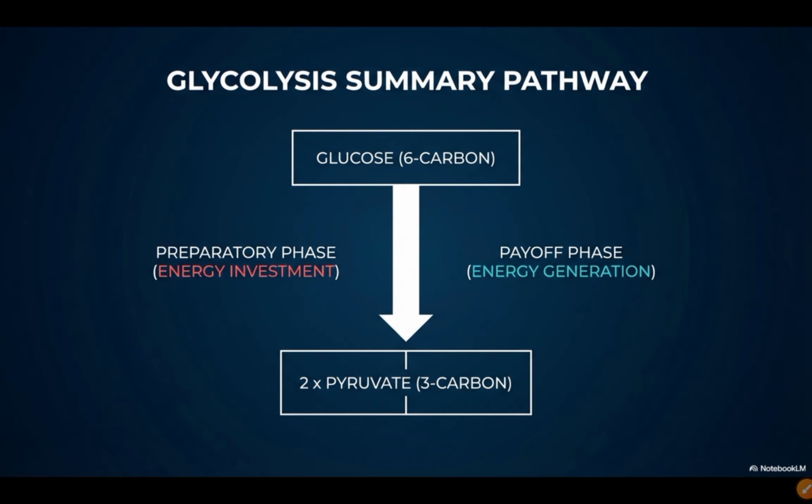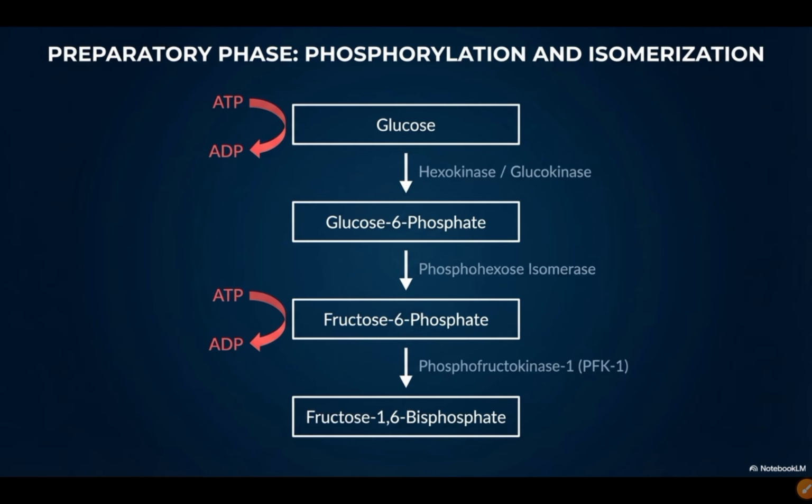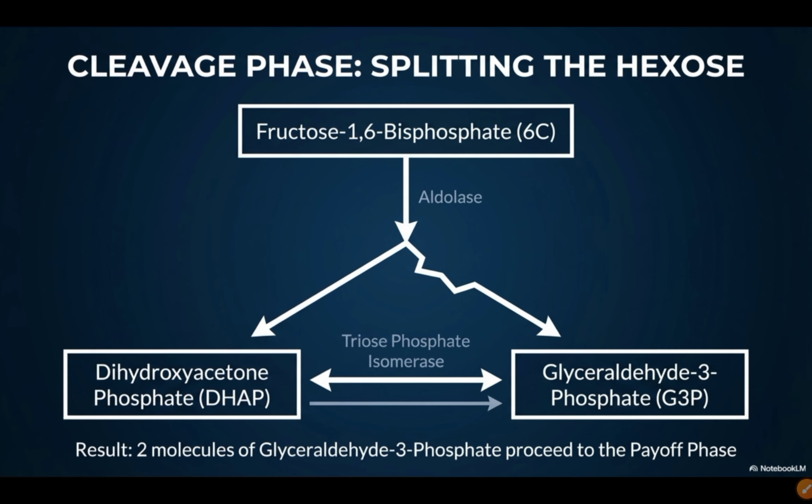Glycolysis is the conversion of glucose to pyruvate. Glucose is converted to glucose 6-phosphate by hexokinase or glucokinase. From glucose 6-phosphate, phosphohexoisomerase converts it to fructose 6-phosphate. Then phosphofructokinase type 1, with ATP converting to ADP, converts it to fructose 1,6-bisphosphate. An enzyme called aldolase then acts on it to convert it to dihydroxyacetone phosphate and glyceraldehyde 3-phosphate.